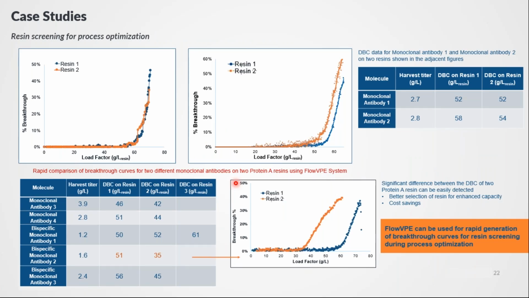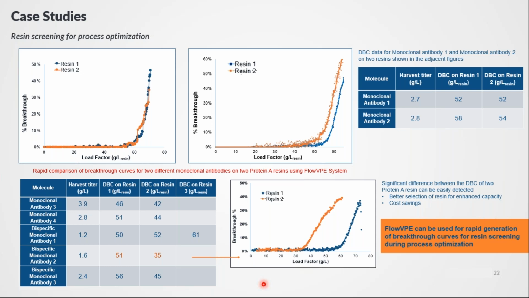So once we had established that we see comparable results using both the methods, we adopted this technology into our workflow, and we have routinely used this for our resin screening and process optimization studies. In the first graph, you can see that we have compared two resins using the FlowVPE, and the breakthrough curves are literally overlapping with each other. So this tells us that the DBC, the maximum binding capacity, of both the resins is the same.